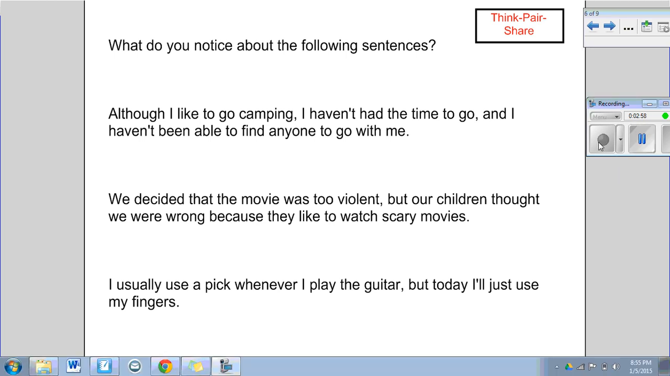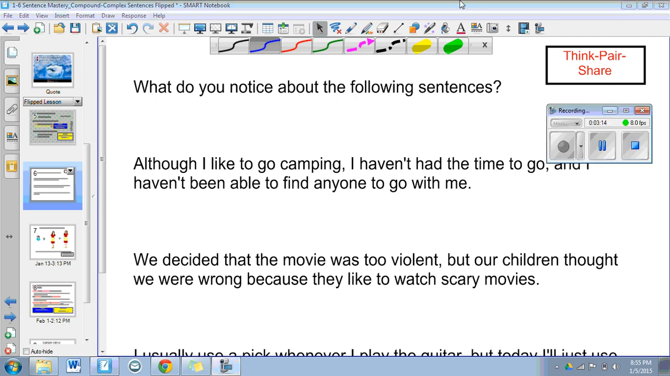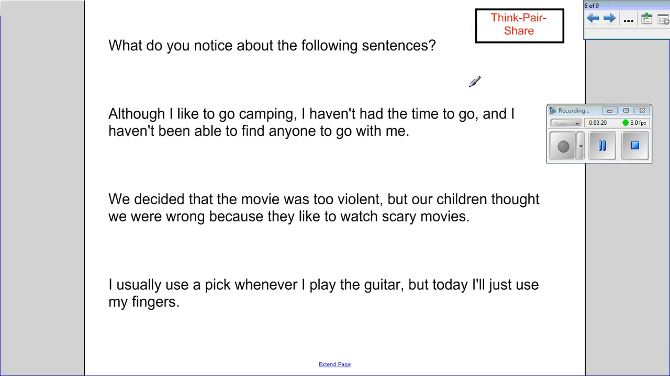All right, so as you looked at these sentences, you may have noticed some of the conjunctions that we've already been talking about this year. So for example, if we look here, let me get my pencil. All right. You'll see here that we have the coordinating conjunction, and if I look before it, "I haven't had the time to go" is an independent clause, and then "I haven't been able to find anyone to go with me" is also an independent clause. So there we know that we have a compound sentence.